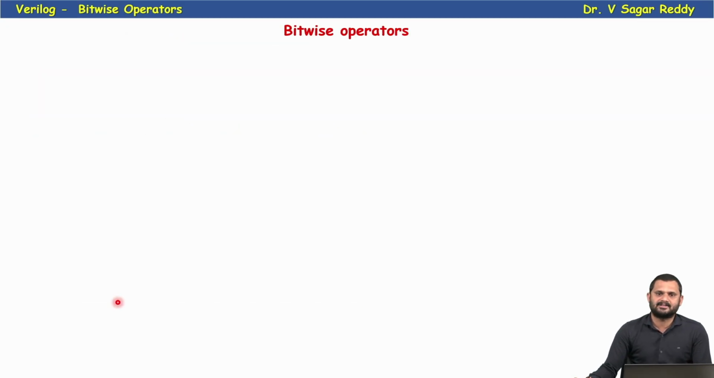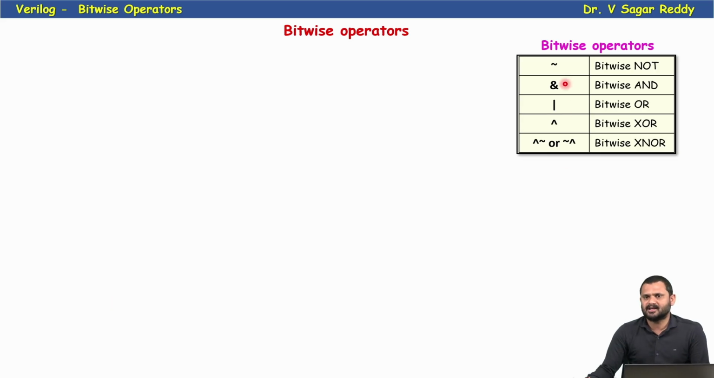So coming to the bitwise operators. These are the various bitwise operators: bitwise not, bitwise and, bitwise or, bitwise XOR and bitwise XNOR. These are the corresponding symbols. So now you should know, whereas for the logical operator we use double and, in the bitwise we use a single and. Remember that. Now, a single and with a single operand is the unary reduction and operator.